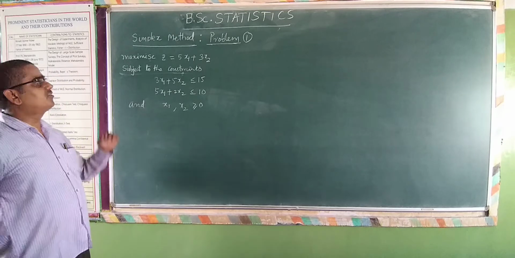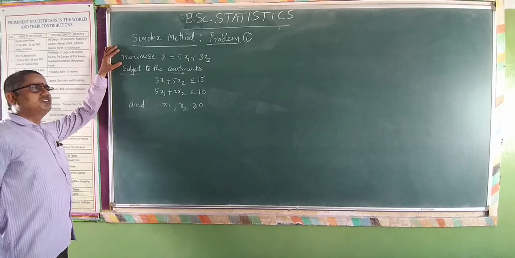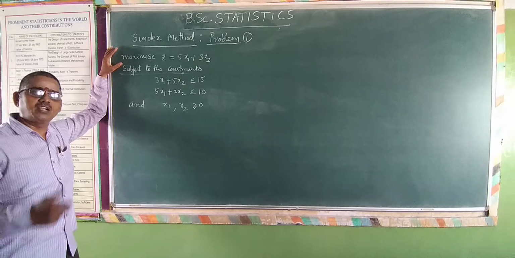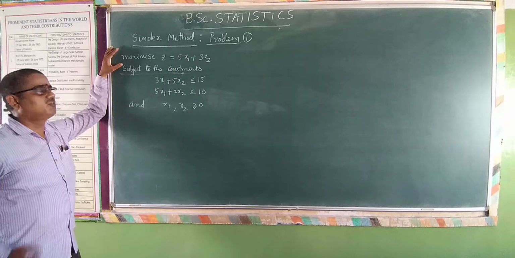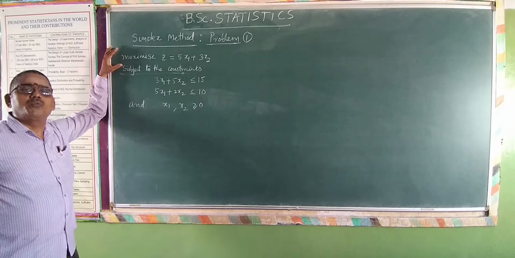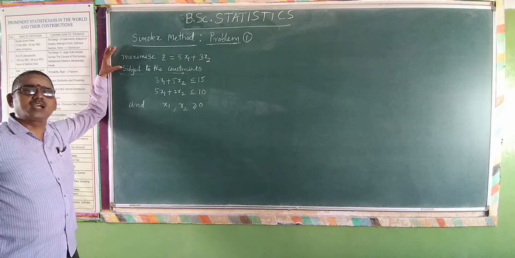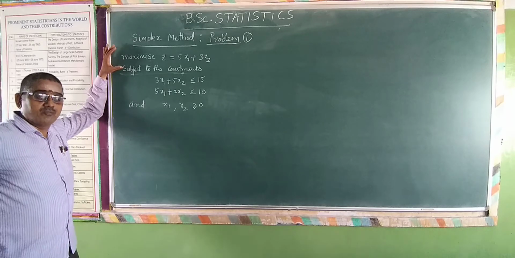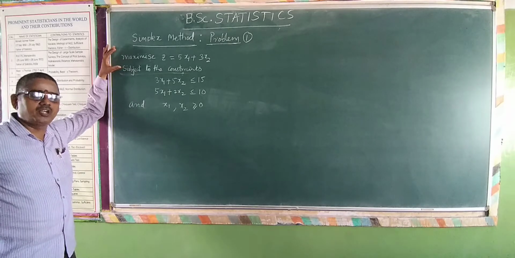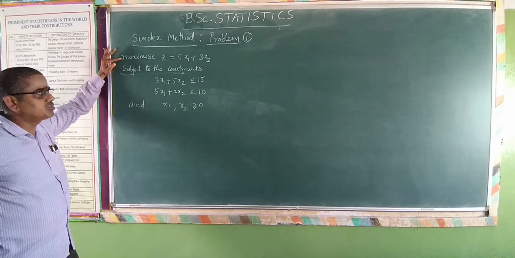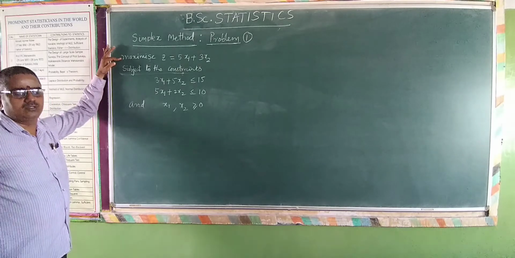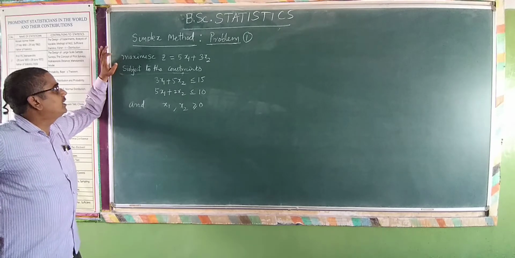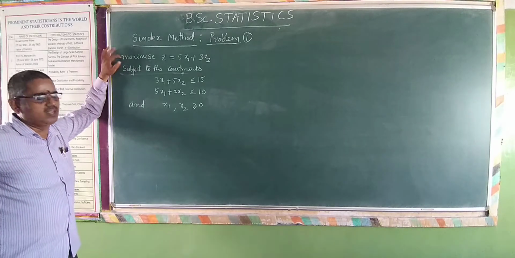The first step is you have to check whether the objective function is maximization or minimization. If not maximization, then we have to convert it into maximization. So it is maximization, so I am not explaining that procedure, therefore I am leaving it.